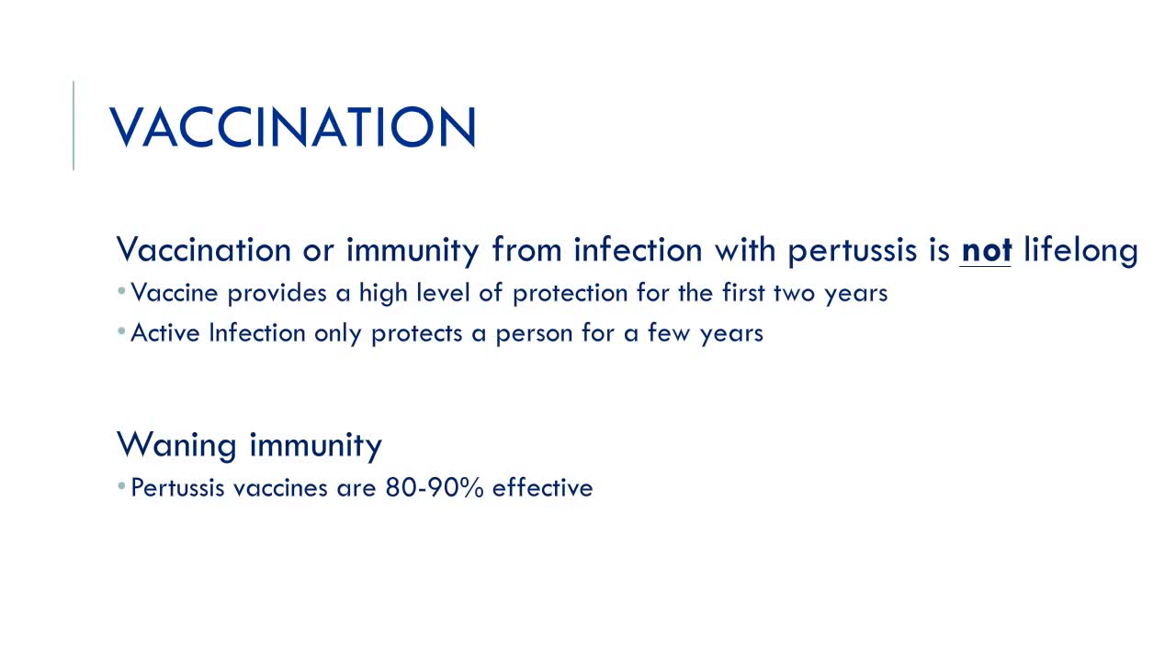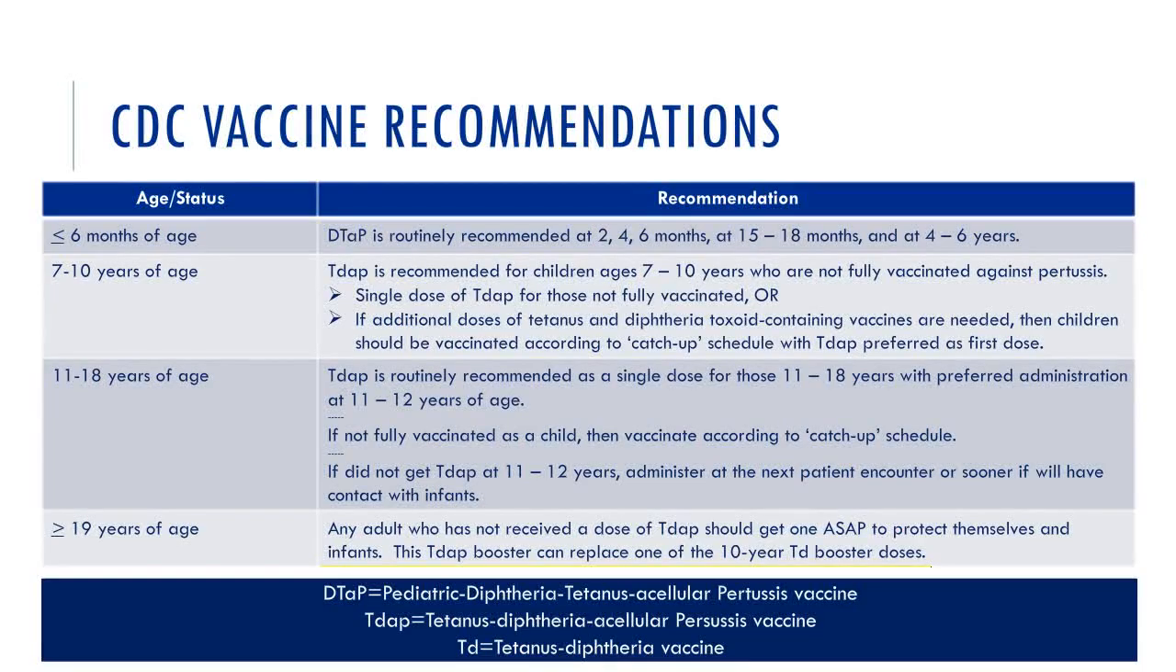Now, we know vaccination is very important for the control of pertussis disease. We also know that vaccination or even immunity from infection, if you've had pertussis, is not lifelong. We know that vaccine provides a high level of protection for the first 2 or 3 years after vaccination. And we know that active infection itself will only protect a person for a few years. That combined with knowing that pertussis vaccines are about 80 to 90% effective, we know we have waning immunity with pertussis. Hence, the CDC vaccination recommendations based on age for pertussis and whooping cough.